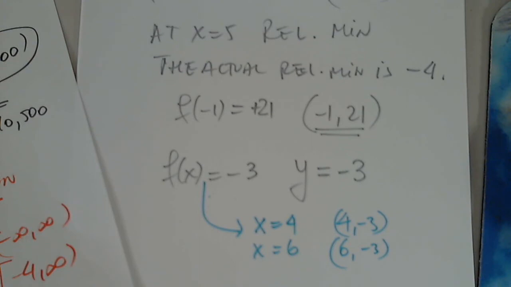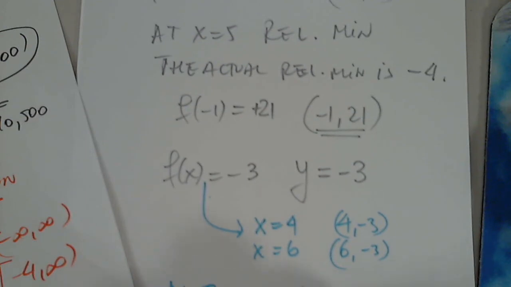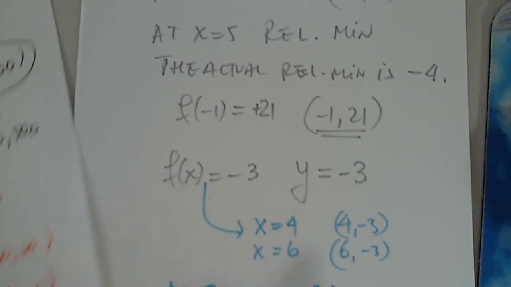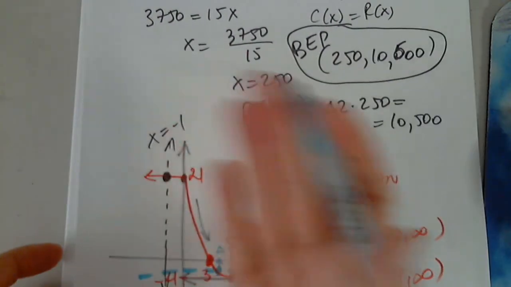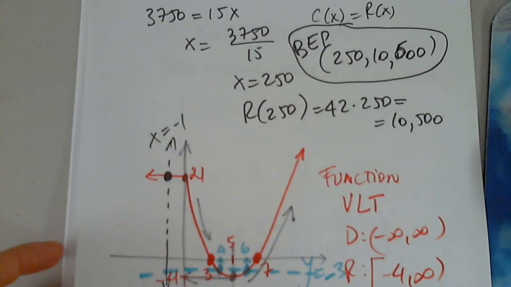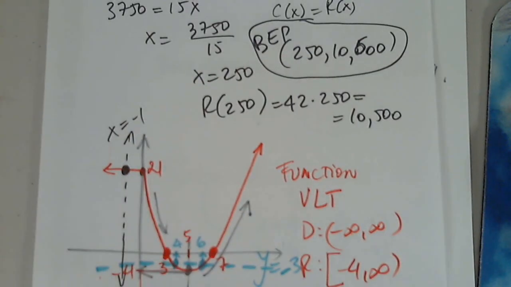Is f even, odd, or none of the above? None. Not symmetric. It's not symmetric with respect to the origin. It's not symmetric with respect to the y-axis. So it's not odd and it's not even. Neither. Is this okay? Perfect.